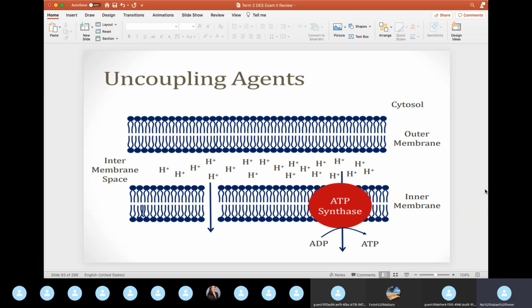The ETC is located in the inner mitochondrial membrane. You have NADH and FADH2. They create a proton gradient in your inner membrane. They pass electrons in a stepwise fashion. Oxygen is the final electron acceptor, and the protons in your intermembrane space flow back down the concentration gradient. They drive your F0 and F1 ATP synthase complex.